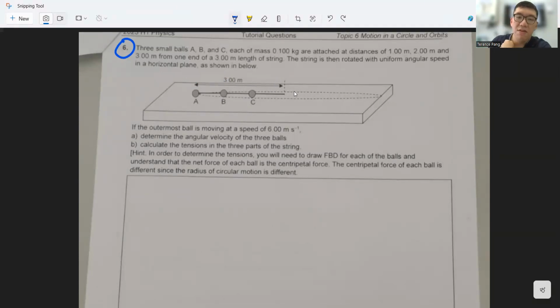All right. So the first thing you need to understand is that we have different radii here. And they're all rotating with uniform angular speed. So it's already written here. Uniform angular speed, which means that they rotate together as one single body. Three bodies rotate together as one. Okay?